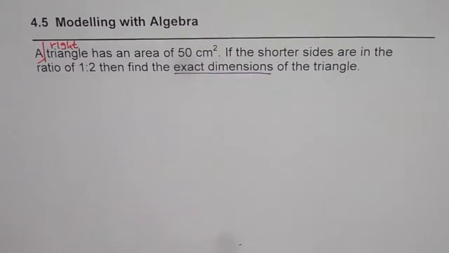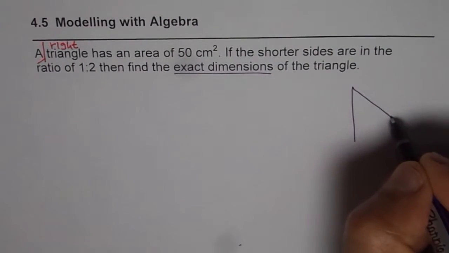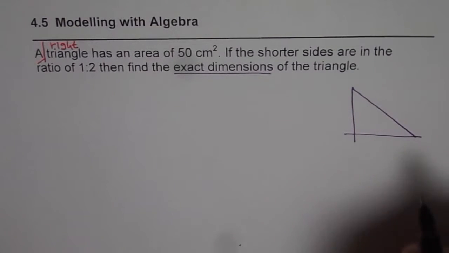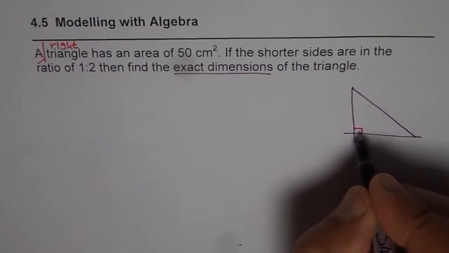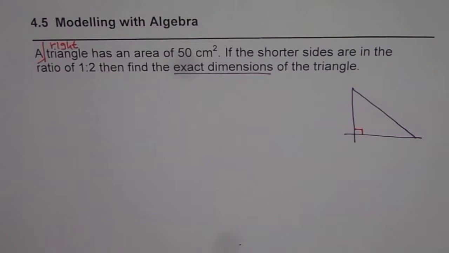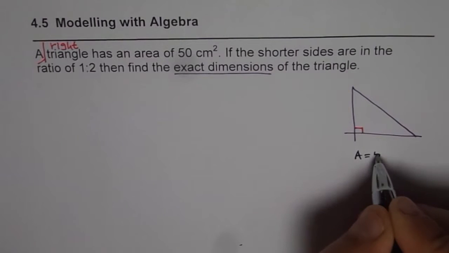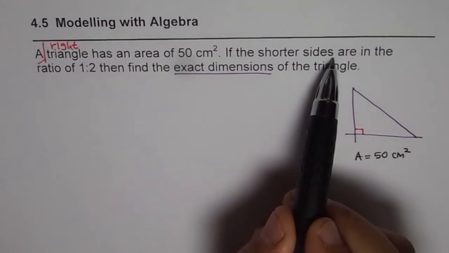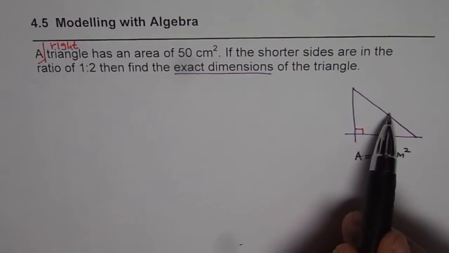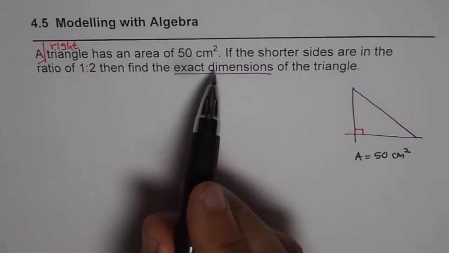It's kind of critical. So let's sketch one. So this is our thinking area. Let's sketch one triangle. And of course, this doesn't look like it, but this is our right triangle. And when we draw like this, it ensures that this is indeed a right triangle. Now we are given the area of this triangle as 50 centimeters square. And if the shorter sides, these are two shorter sides, that's the longer side, are in the ratio of 1 is to 2, then find exact dimensions.